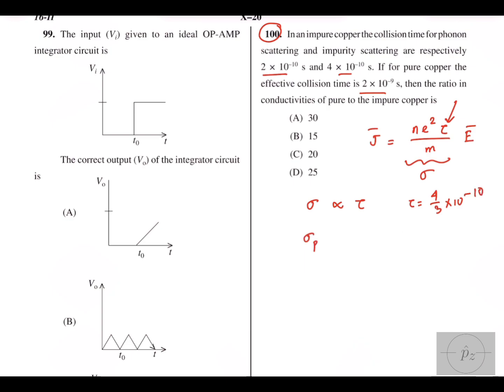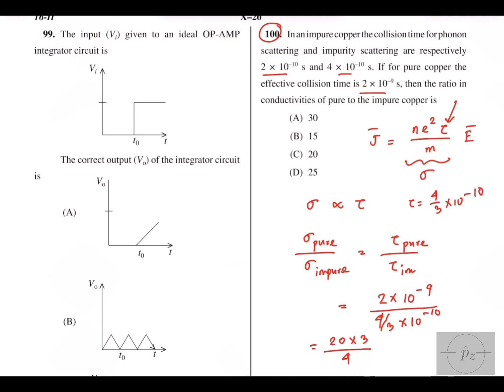So sigma pure divided by sigma impure is tau pure divided by tau impure, and this is equal to 2 times 10 to the power minus 9 divided by 4 by 3 times 10 to the power minus 10, and this is equal to 20 times 3 divided by 4, and that is 15. So option B is the correct answer.